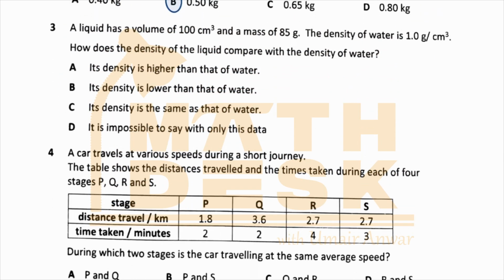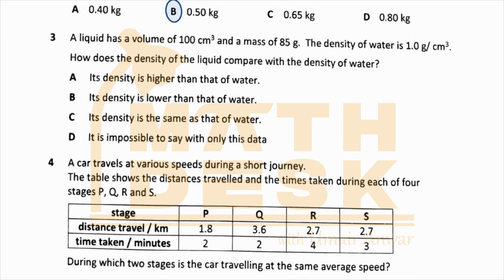Question number 3 says a liquid has a volume of 100 centimeter cube and a mass of 85 grams. The density of water is 1.0 grams per centimeter cube. How does the density of the liquid compare with the density of water? So we are given 4 options. Its density is higher than that of water, its density is lower than that of water, its density is the same as that of water, or it is impossible to say with only this data.